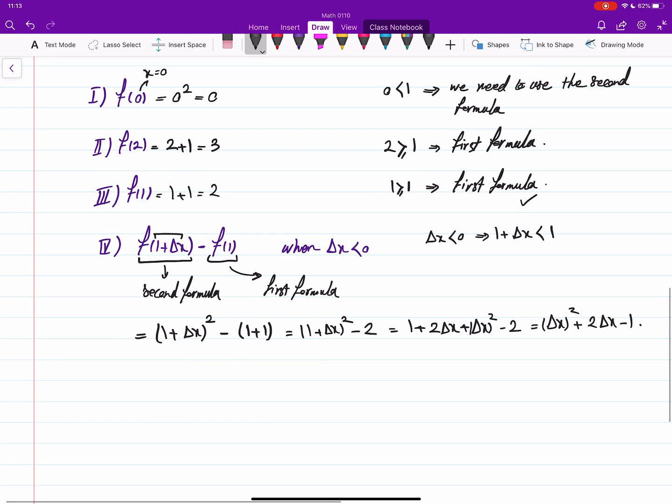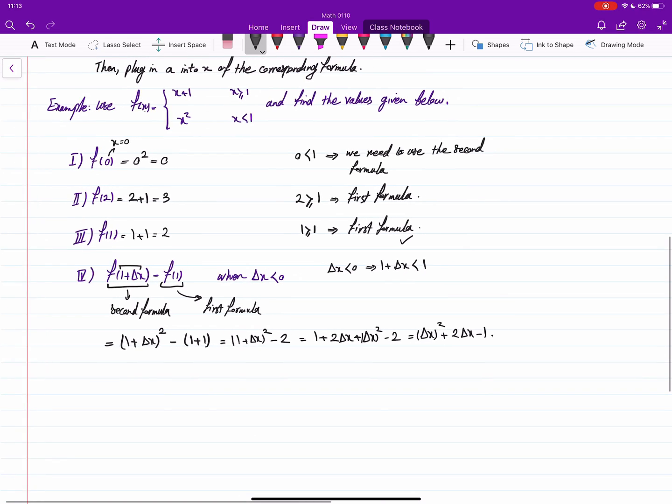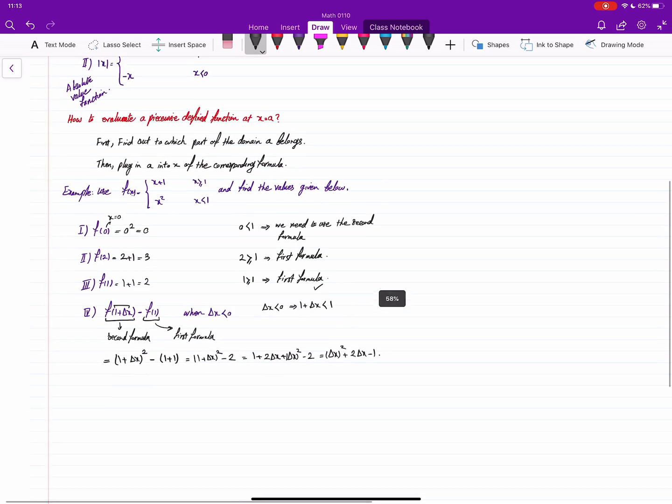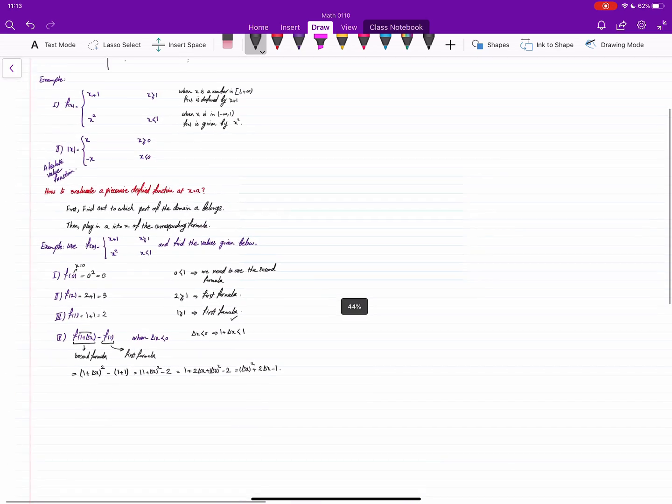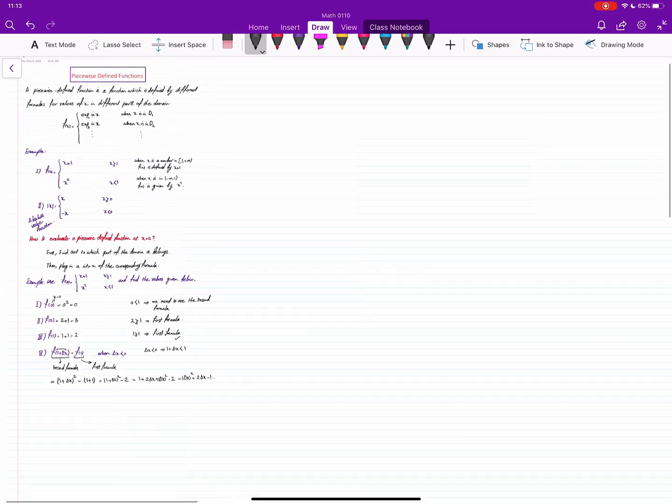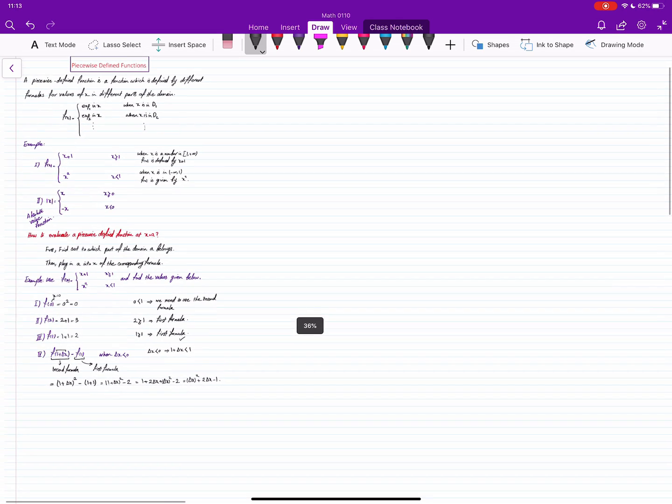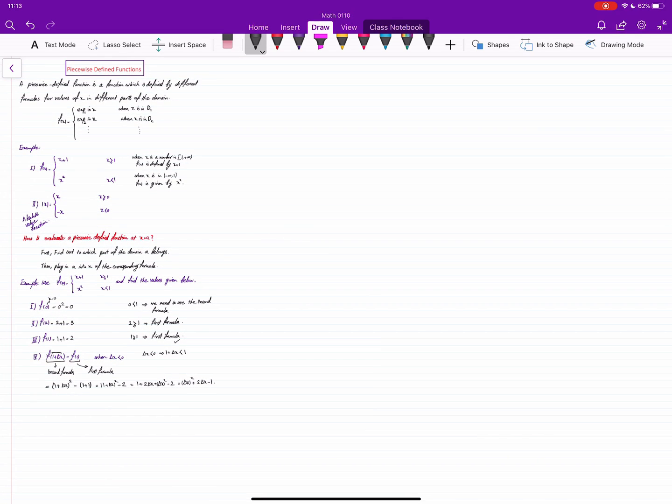So these are the functions, as I said, especially when we study limits, you have to know how to work with them very nicely. The definition was important, the way they are defined, and then how to evaluate them. And we reviewed those.